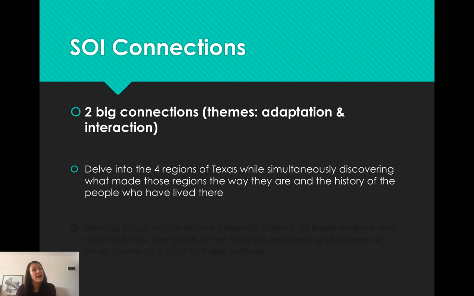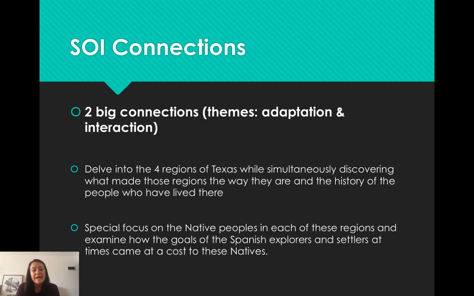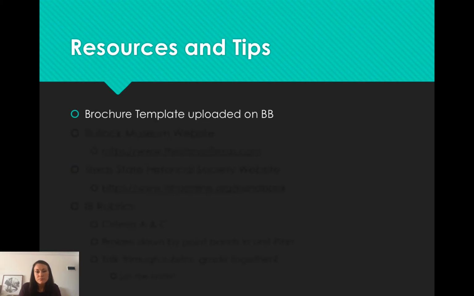How is it that people survived in these regions, or currently do survive in those regions? It also allows them to explore interaction by exploring the native people that lived in that region and how they interacted with the Spanish explorers or even the French explorers, and how sometimes that relationship was not always positive. History sometimes paints the explorers as this really great positive thing, but the beauty of this unit is we get this differing perspective about that situation as well.